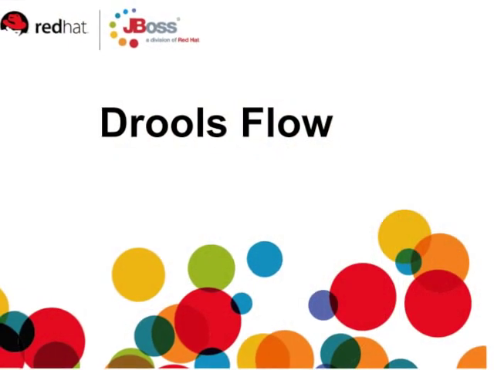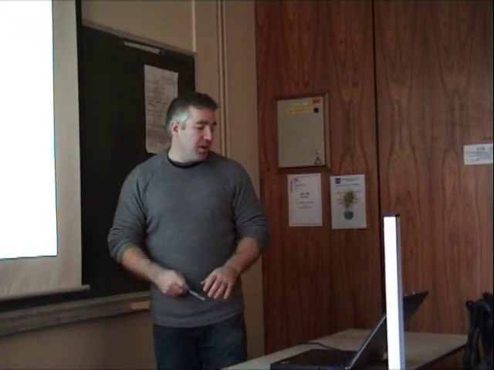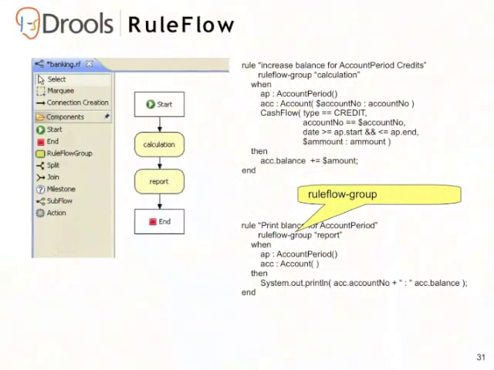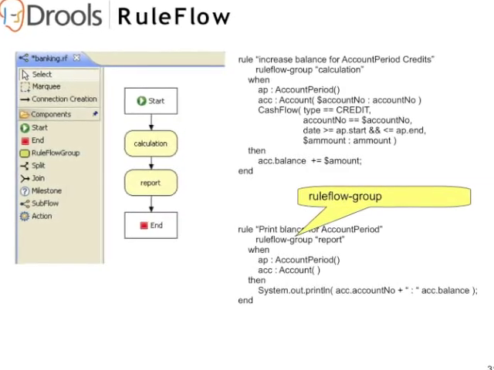Okay, so we've got Drools flow. This is another way of controlling execution flow. Quite simply, it is a way of saying when a rule is allowed to fire. So there's a declarative format to give procedural control of when rules are allowed to fire.